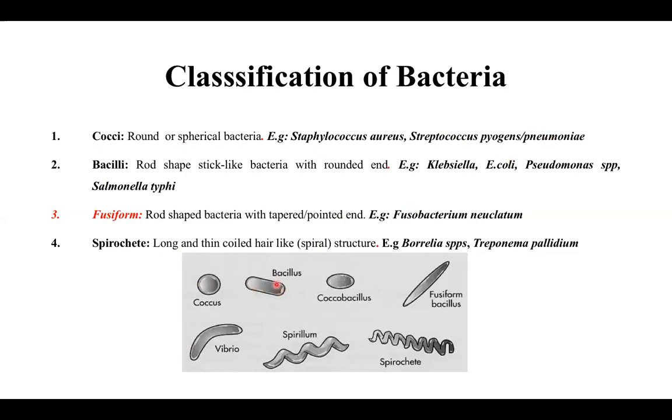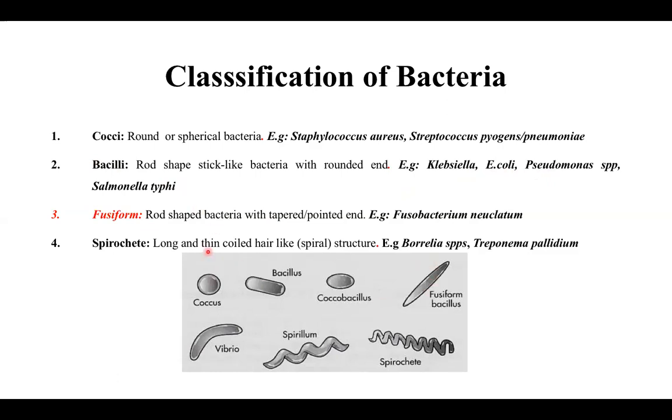Those bacteria with a rod shape and rounded ends are known as bacilli. Examples are Klebsiella, Escherichia coli, Pseudomonas, Salmonella, Shigella, Enterobacter, Edwardsiella, Serratia, and Proteus. These all are bacilli.